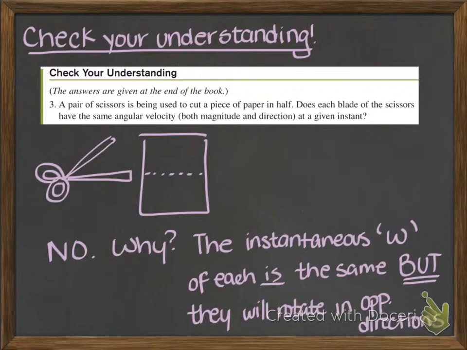If a pair of scissors is being used to cut a piece of paper in half, does each blade of the scissors have the same angular velocity, both magnitude and direction, at a given instant? And the answer would be no. Why? If they're giving me the same angular velocity, you would think so, but no. Just because the instantaneous w, or speed, of each is the same, it doesn't mean that they're going in the same direction, because as you know in angular displacement, they're going to be rotating in opposite directions.